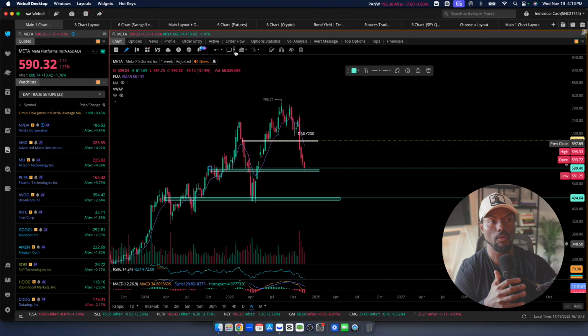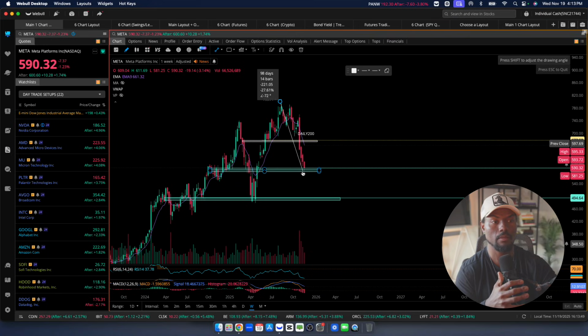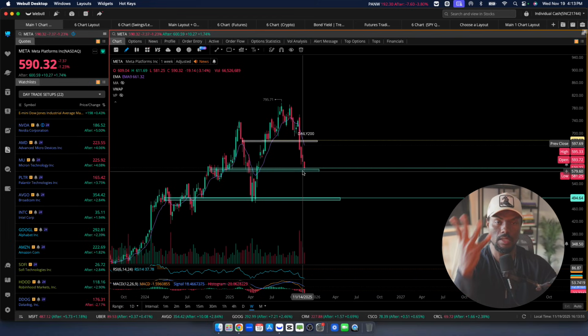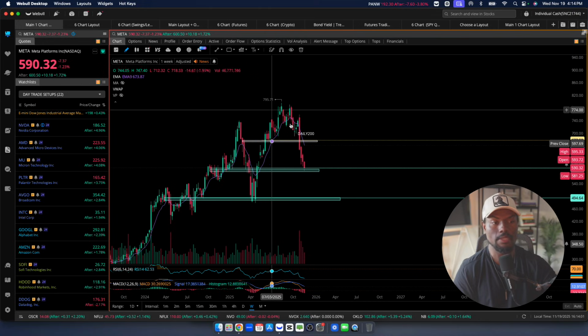Meta is on a downtrend from the all-time highs and back down. Meta was down 27.5%. Okay. That is in bear market territory pullback. That is in buying opportunity territory, for a solid blue chip company.